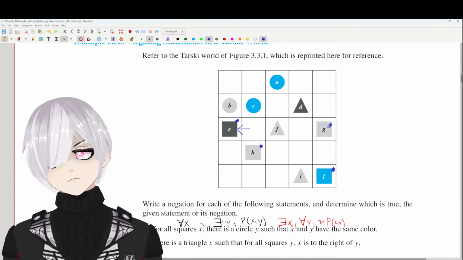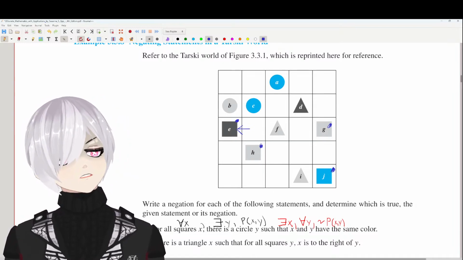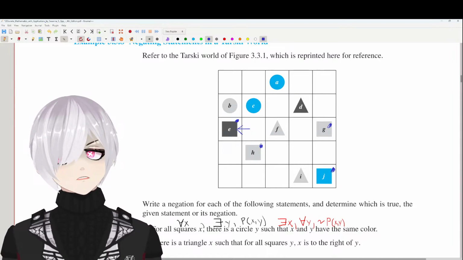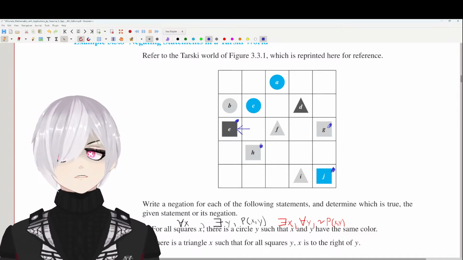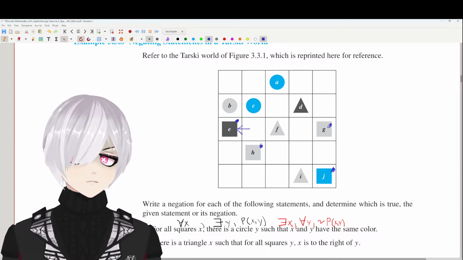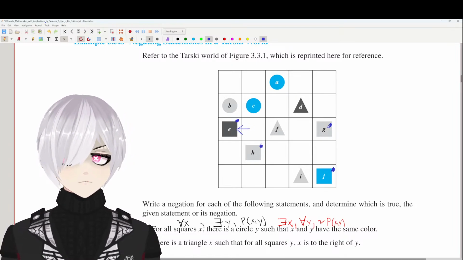Now, let me make sure I got the negation correct. Intuitively, the statement is saying that for all squares, there is at least one circle with the same color. So we want to say that there's some square such that there are no circles with the same color. And that's the one.